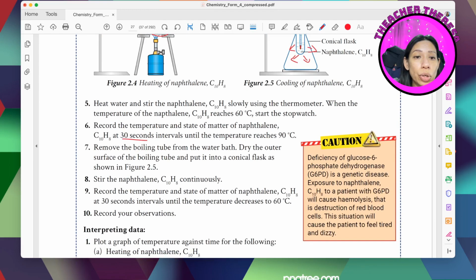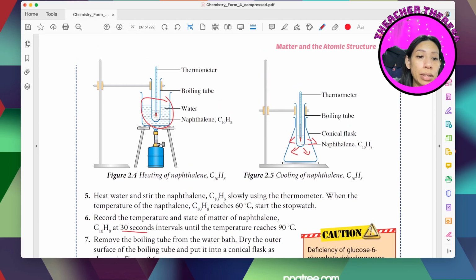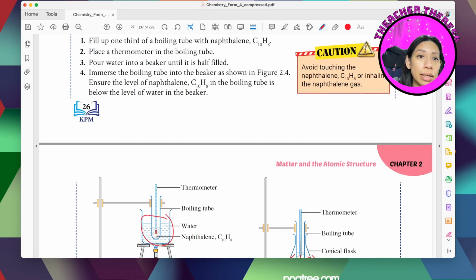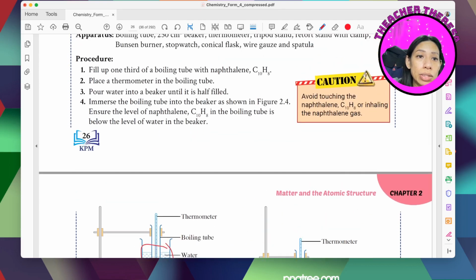It's easy for us to collect the data. Now, how we conduct the experiment is you need to fill up one third. So these are the procedure. I'm sure you can read it.